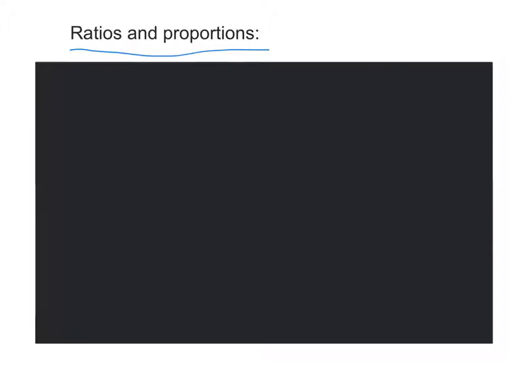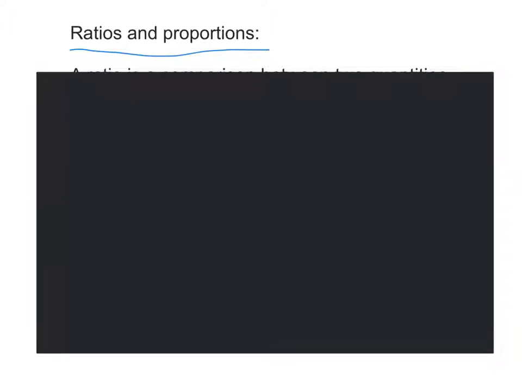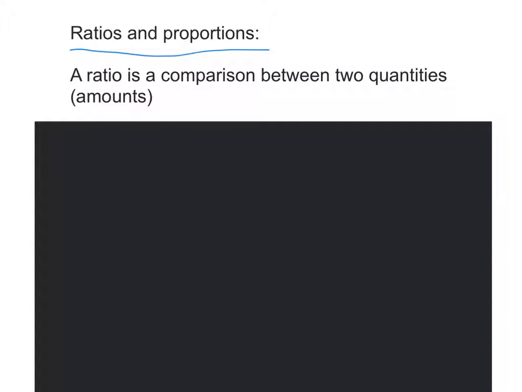Okay, what are ratios and proportions? So we need to do a quick review from last year. The first thing we need to talk about is what a ratio is. A ratio is a comparison between two quantities or two amounts. So I want you to write that definition, and we're going to highlight or underline ratio, okay? Ratio is a word we're going to be using a lot. A ratio is a comparison between two amounts.